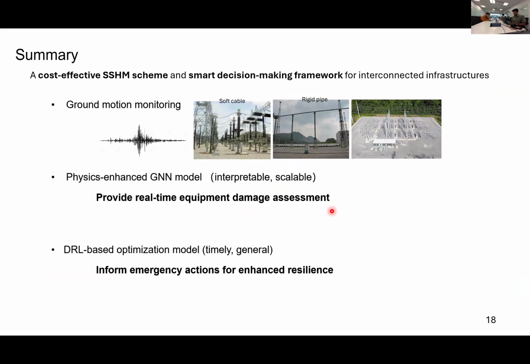So a small summary here is that this work proposes a cost-effective structural seismic health monitoring scheme for the interconnected assets. So by just monitoring the ground motion signals, we can provide real-time assessment results for the interconnected assets based on the physics-enhanced graph neural network model. And this information can be further input to the deep reinforcement learning-based optimization model to inform emergency repair actions to enhance the system resilience. So it is an end-to-end strategy for this substation system health monitoring.